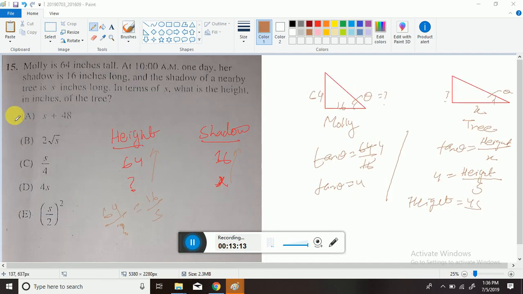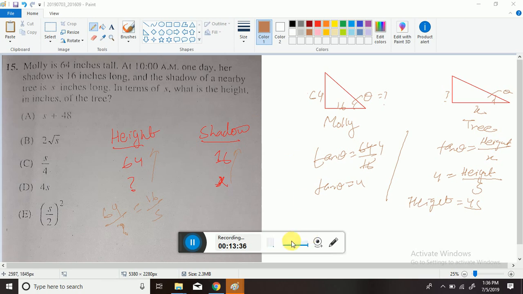Okay, now let us see question number 15. Molly is 64 inches tall. At 11 a.m. one day, her shadow is 16 inches long, and the shadow of a nearby tree is s inches long. In terms of s, what is the height in inches of the tree?